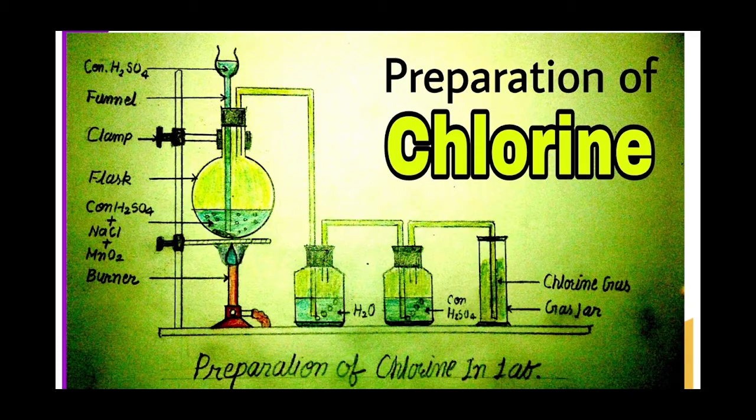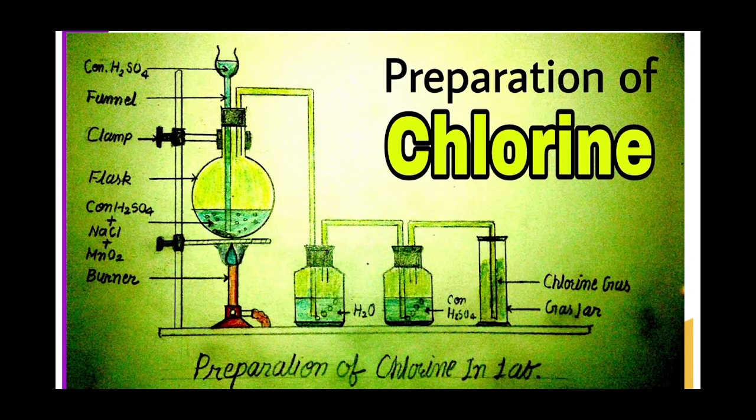How is chlorine prepared in a laboratory? We prepare chlorine in a fume chamber. It is prepared by reaction between manganese (IV) oxide and hot concentrated hydrochloric acid, or we can also use sulfuric acid.